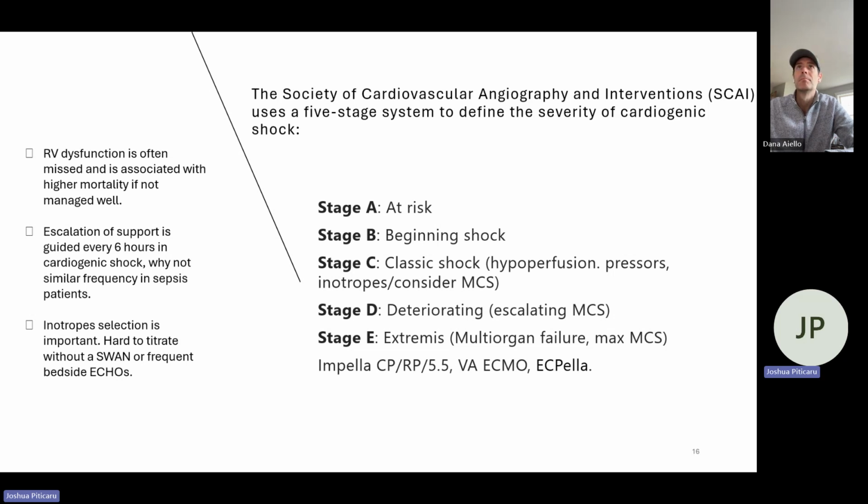Escalation of support is guided every 6 hours in cardiogenic shock. So that's the question. Why not similar frequency in sepsis patients? Why just the 3 and 6 hours? Why not just keep doing it every 6 hours, and just keep assessing the patient? Like, what do we have to lose if you do an extra blood test or just come to the bedside or ask about the patient who was in a very bad shock? Like, let's not just go home at 5 or 6 and then come back in the morning and then like, what happened? Why is the pressure like this?